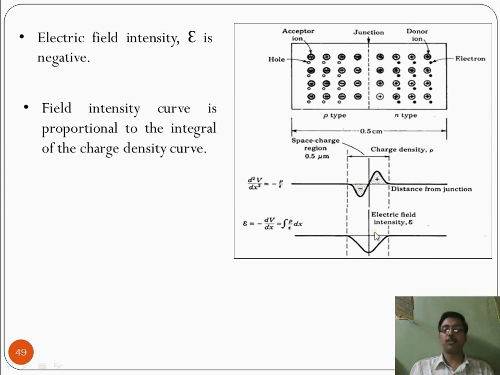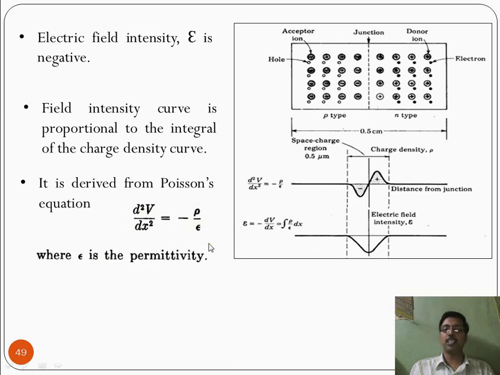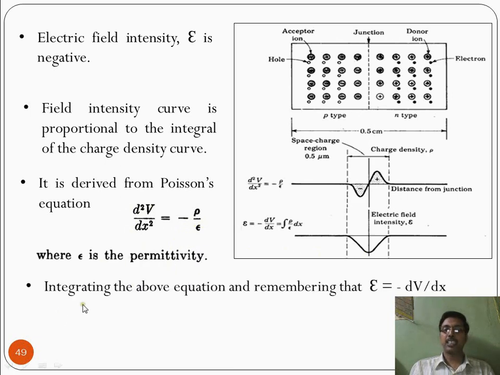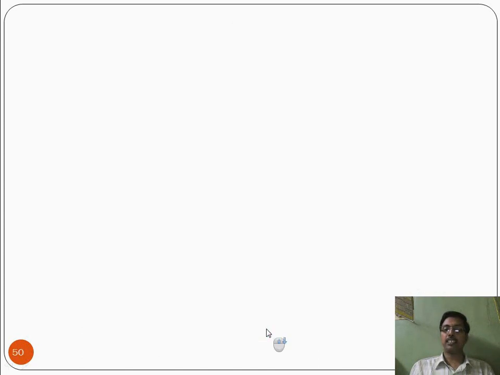Always it is negative. The field intensity curve is proportional to the integral of the charge density curve. If you integrate this, we can get this electric field intensity. It is derived from the Poisson equation, that is d square V by dx square is equal to minus rho by epsilon, where epsilon is the permittivity. If we integrate that equation and remember that E is equal to minus dV by dx, it gives the electric field intensity as the integral from x naught to xn of rho by epsilon dx.